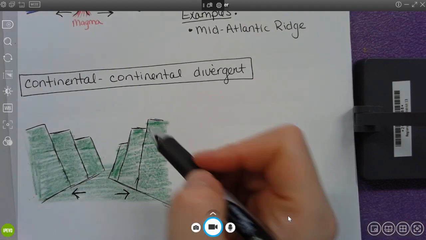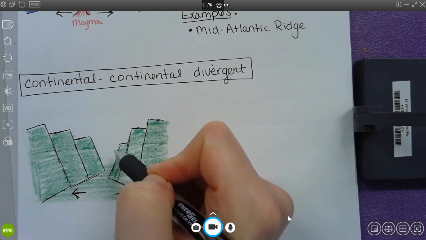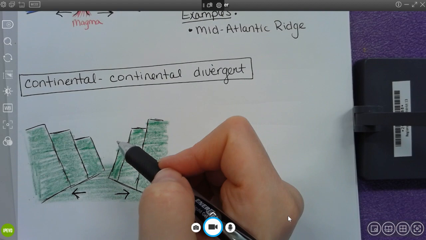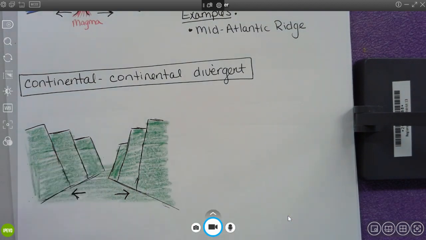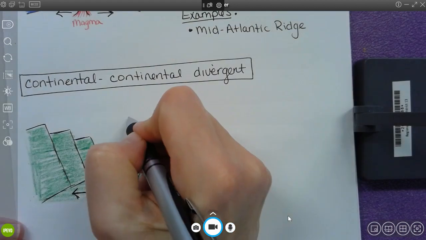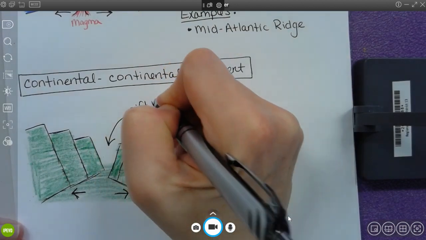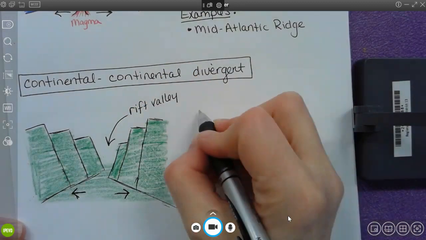And what do you see forming in between these two plates? A ravine or an open space, right? A rift, a valley rather. This is actually called a rift valley. So a rift valley is formed. Okay?